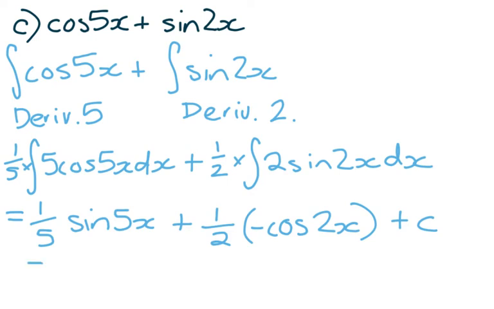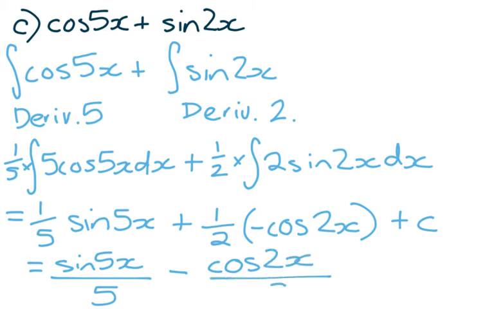And now if I just rewrite it, I could write it as sine 5x on 5, because remember 1/5 multiplying by 1/5 is the same as dividing by 5. And instead of it being a plus sign now, because of this negative here, I'm just going to circle that for you and then get rid of it. So because of that negative, we now change the sign in the middle to a take away, and it would be take away cosine 2x on 2 plus c. Again, we'll have the cosine 2x over 2 because multiplying by a half is the same as dividing by 2.